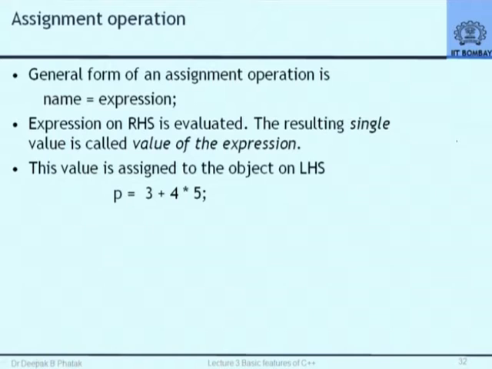The general form of expression is this. Name is equal to expression. Is that understood? RHS is evaluated. Here is a sample example given. How will this expression be evaluated? What is the precedence? First do multiplication. So first this will be evaluated. You will get a value, what? 20. Then you say plus 3. This will be evaluated. What is the value? 23. Now once you have received this value, you will assign it to the left hand side. Simple rules, no confusion here.